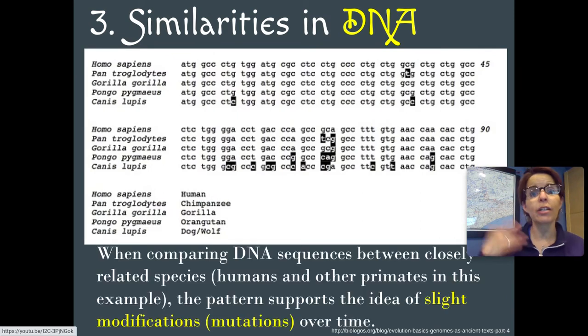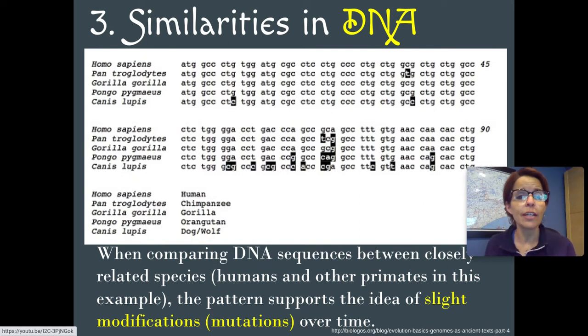All right, number 3, we're talking about evidence for evolution. Again, Darwin didn't know about DNA, so as time has gone on, scientists have learned more and more, and they're going, yeah, this makes sense with what Darwin had said. If what they found contradicted what Darwin said, then we would throw Darwin's idea out. So it says, when comparing DNA sequences between closely related species, in this case, we're looking at humans, chimpanzee, gorilla, orangutan, and even dogs, the pattern supports the idea of slight modifications or mutations over time.